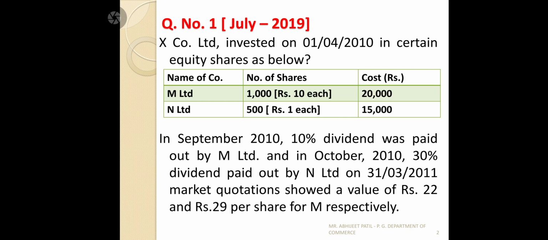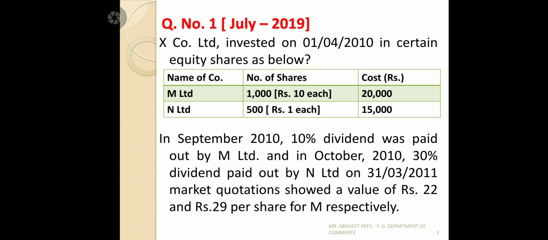X Company Limited invested on 1/4/2010 in certain equity shares M and N. They invested 20,000 in M and 15,000 in N. At that time, the values were 10 and 1 each, for 1,000 shares and 500 shares. Then in September 2010, a 10% dividend was paid by M Limited and a 30% dividend was paid by N, and their market quotations at the end of 31st March 2011 were 22 and 29.